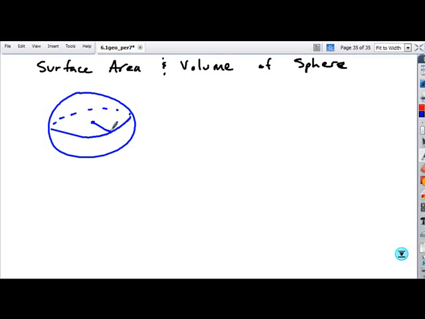Okay, so if you take a sphere, the only measurement involved in creating a sphere, which is the set of all points a given distance from a fixed point, is that given distance, r, the radius. Okay, and so your surface area for a sphere is going to be 4 pi r squared. And your volume for a sphere is going to be 4/3 pi r cubed.